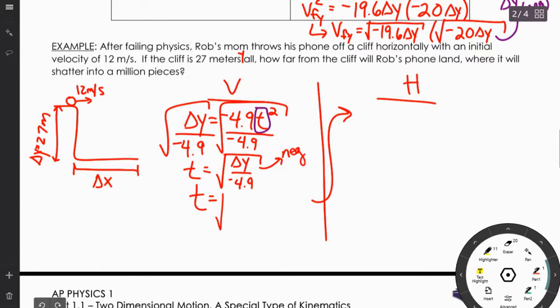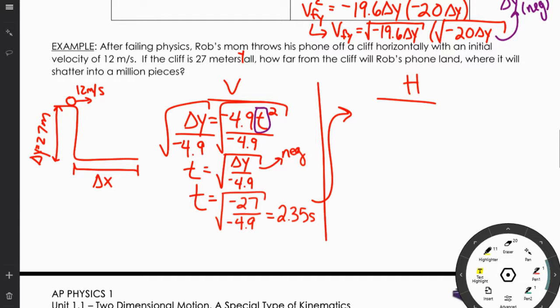So now I can just plug in my numbers. We have a height of 27 meters, so we're going to do the square root of negative 27, because we're falling down, and then divide that by negative 4.9. So negative 27 divided by negative 4.9, and we're going to get an answer of 2.35 seconds. Remember, this time is the connecting piece between vertical and horizontal motion.